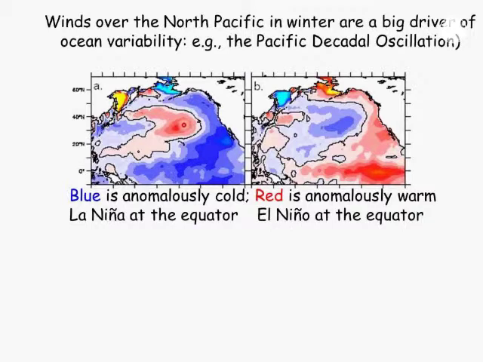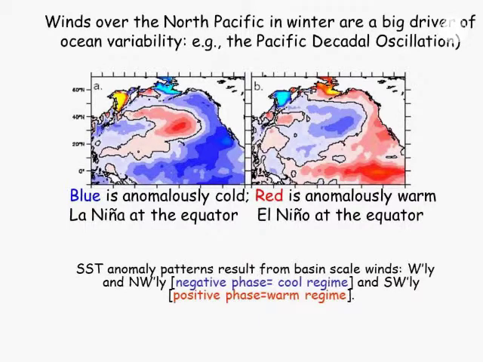And the positive PDO is where it's warm in the northeast Pacific, the California current, and at the equator, and then cold in the middle. So that's the pattern. The PDO is just a pattern of temperature variability, and it's driven by the winds. If the basin scale winds are mostly from the south and southwest, it's going to push warm water towards the coast. It's going to cause El Niños at the equator.